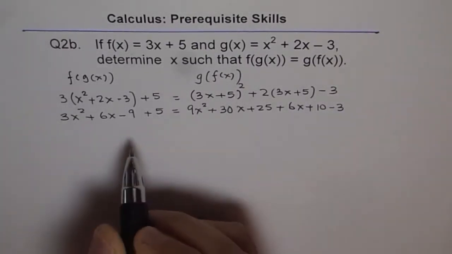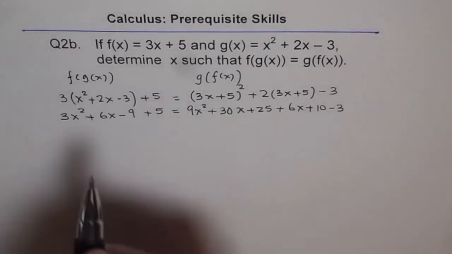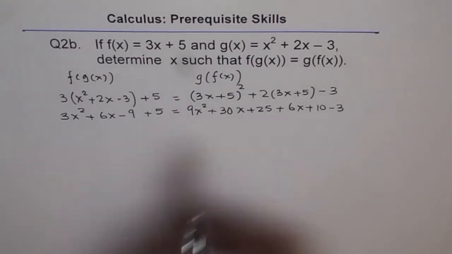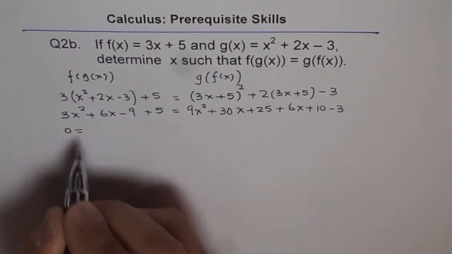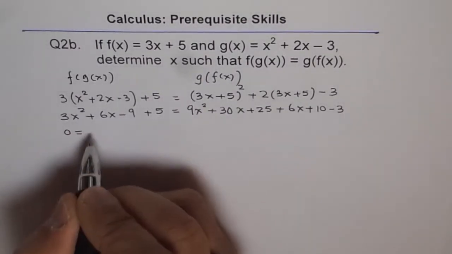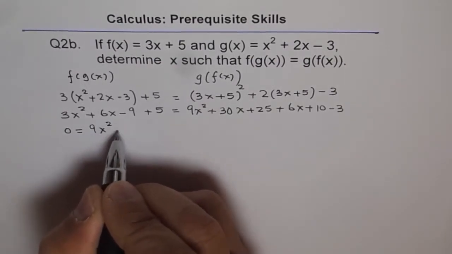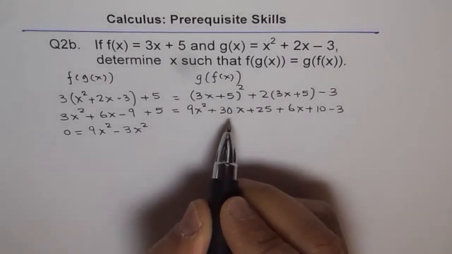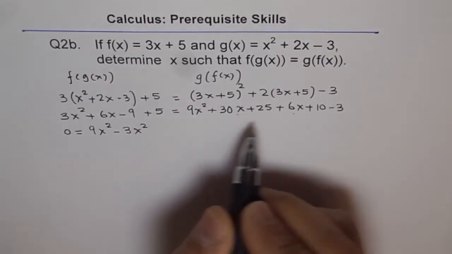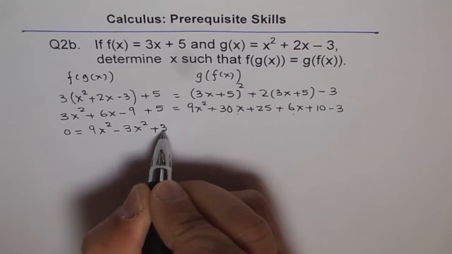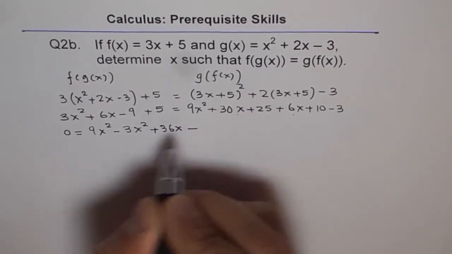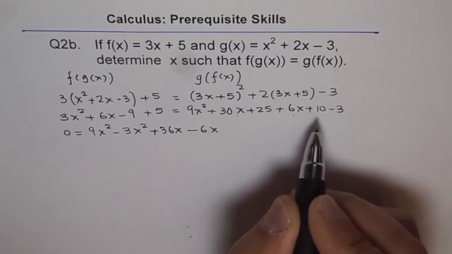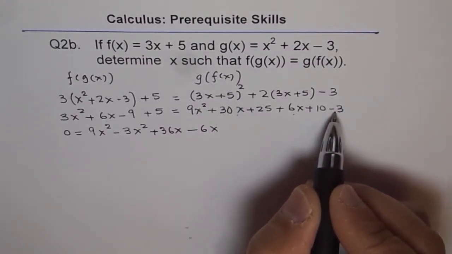Now let's combine the terms, right? Bring them all to one side. Because these numbers are bigger, let me take them on the right side. So we get 0 equals 9x squared minus 3x squared. And then we have 30x plus 6x, which is 36x, minus the 6x. And then we have 10 minus 3.